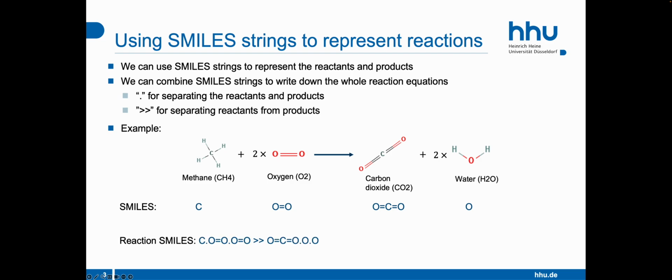We see that we separate the reactants on the left by dots, and since we have 2 times oxygen in the reaction equation, we list it twice here. Then we use the double greater than sign to separate the reactants from the products, and we again separate the SMILES strings of the product molecules by dots.